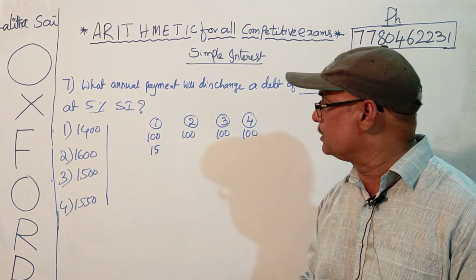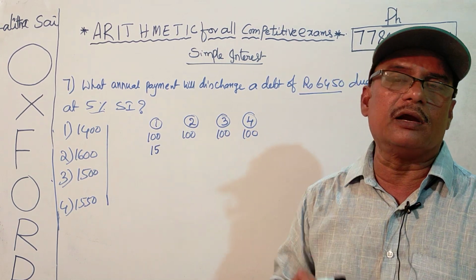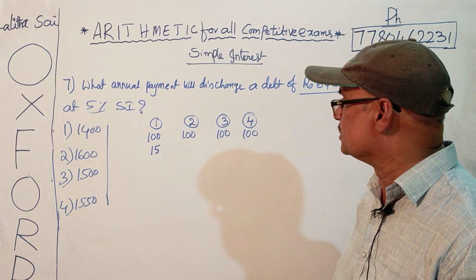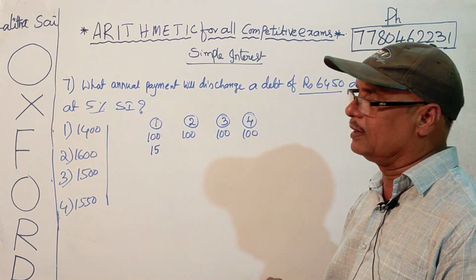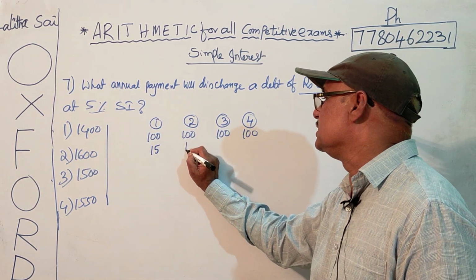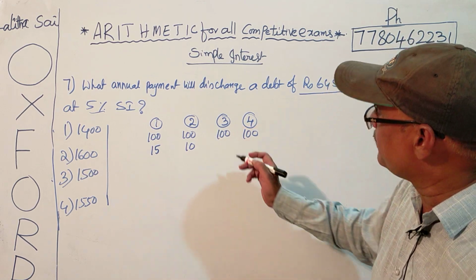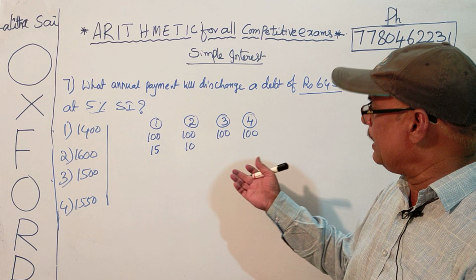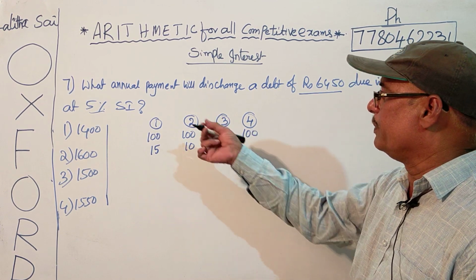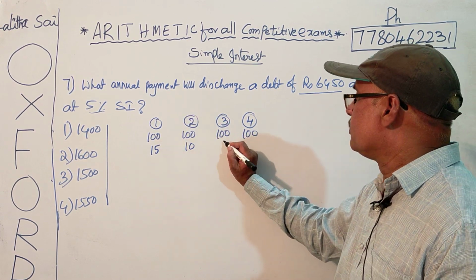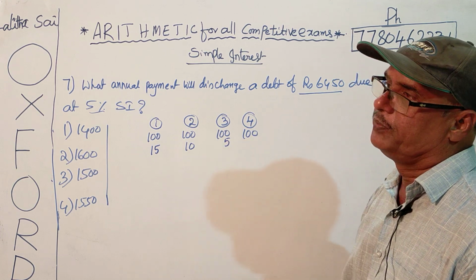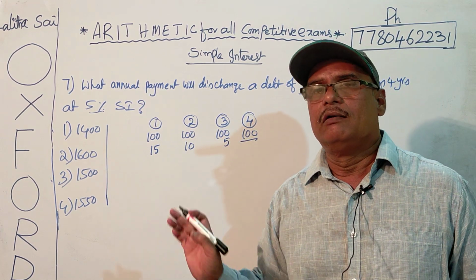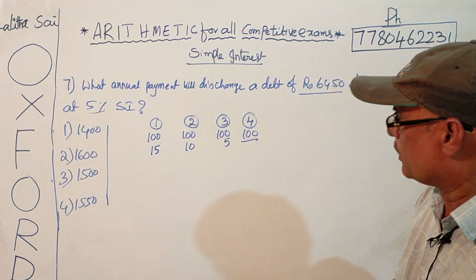Now, at the end of 2 years, you have paid 100 more. That means that will be there for another 2 years, at 5% per year. That is for 2 years it is 10. And at the end of the third year, you are paying 100. Again, 1 year will be there. For 1 year the interest is 5. For the fourth, nothing will be there. This is paid at the end of the term or period, whatever it may be.